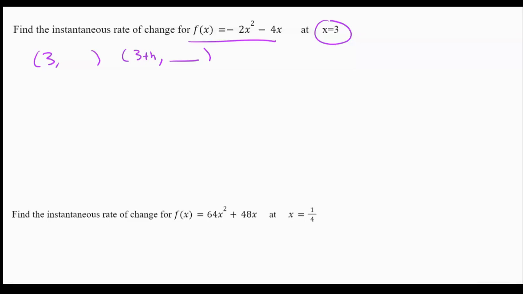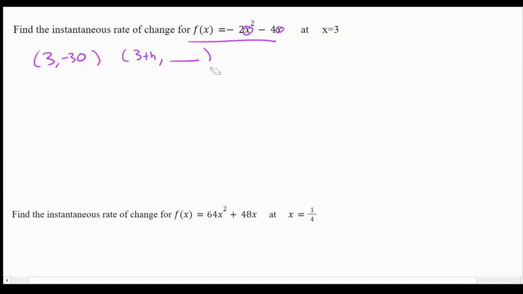So first thing I'm going to do is plug in 3 for x, which gives me negative 2 times 9 minus 4 times 3, which is 12. So negative 18 minus 12, which is an even negative 30. So here's my first point.